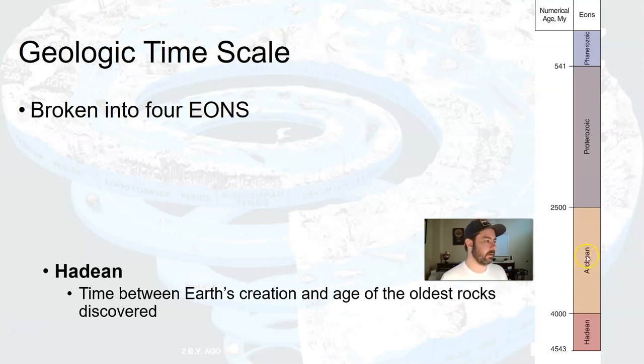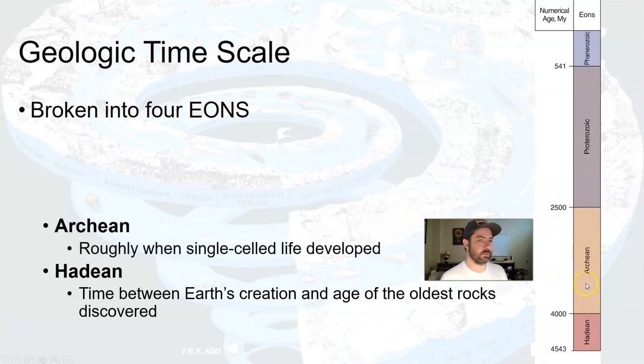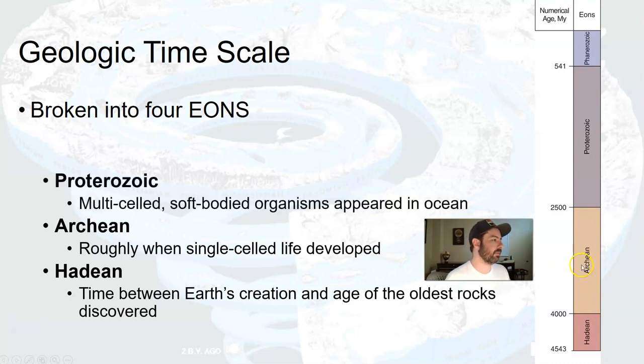Then we have the Archean. So think archaic. This is roughly when single-celled life developed. Very archaic, very ancient, very original, basic life during the Archean. It took almost 1.5 billion years, and really only single-cell life developed here. So very archaic, very old life.